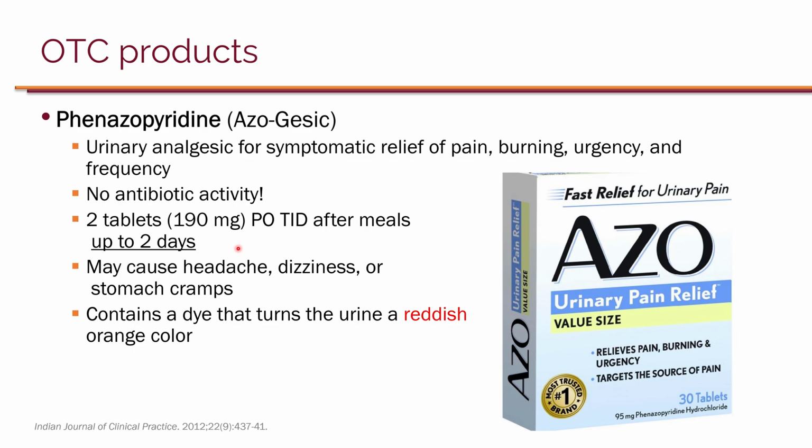If there are symptoms, they can go to their primary care provider or an urgent care to receive appropriate treatment. Some of the adverse effects of this could include headache, dizziness, or stomach cramp. One thing that's important to communicate to patients as part of education is that it does have a dye that can turn the urine reddish. That's important because, imagine someone who has pain or burning when peeing and suddenly sees their pee turn red. That might be alarming. That might make them think it's blood, for example. So you want to make sure that patients are aware of this.